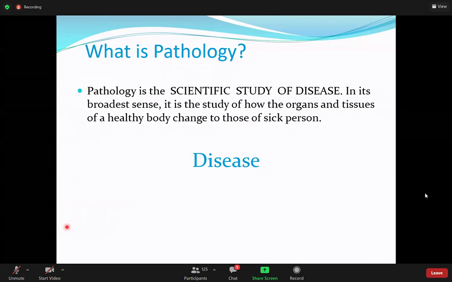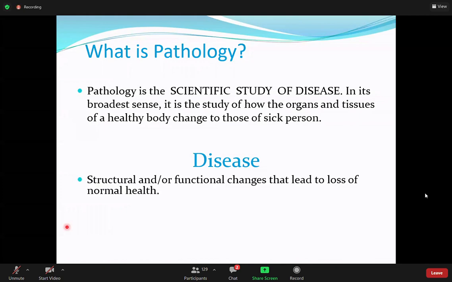Remember, even if you pass your second year and third year, you are in a clinical site, in your clerkship. If you see your pathology before going to the patient, it will remind you everything because pathology is the main important basis. So if you are good in pathology, you will look after the patient correctly. Okay, so the structure and functional changes that lead to loss of normal health. So we will be studying how the normal healthy person is turning into the abnormal one, and that is pathology.